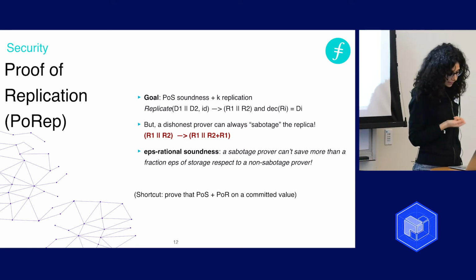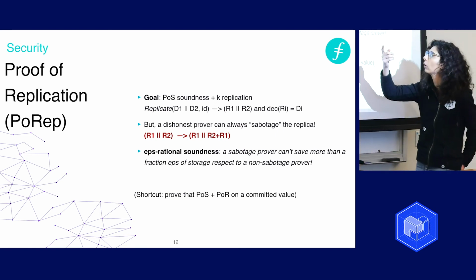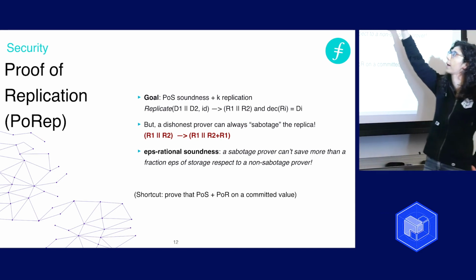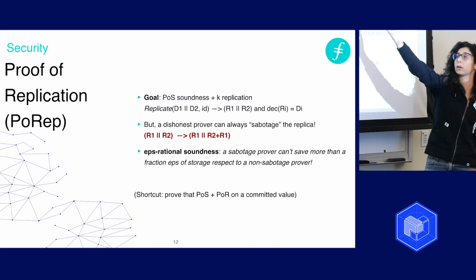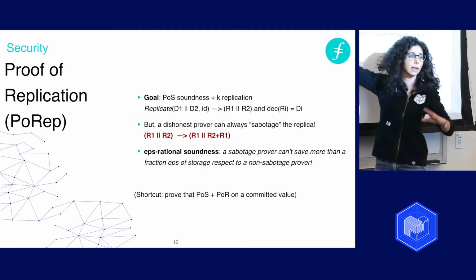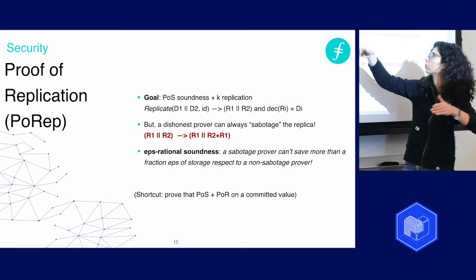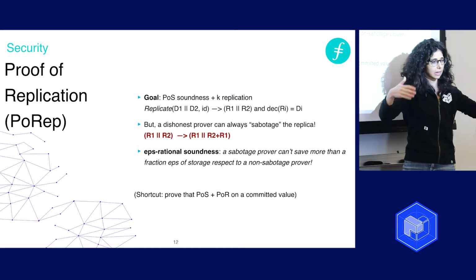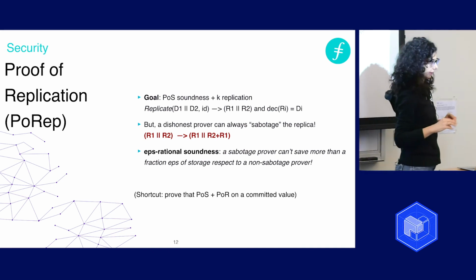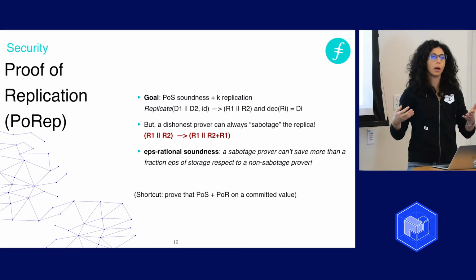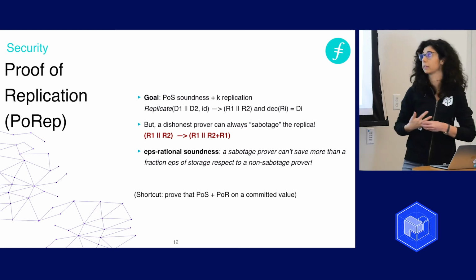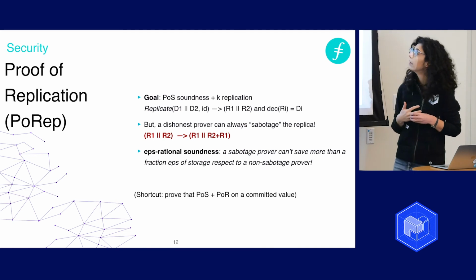So if we want to formalize the definition, the goal is that you want PoS soundness plus some k-replication security. That means that if my data are divided, let's assume the data now has 2 blocks, D1 and D2, I want the replica to have the same structure such that from each block I can reconstruct the data block, because this gives you immediately this replication property in the storage when you use it in the storage provider setting.